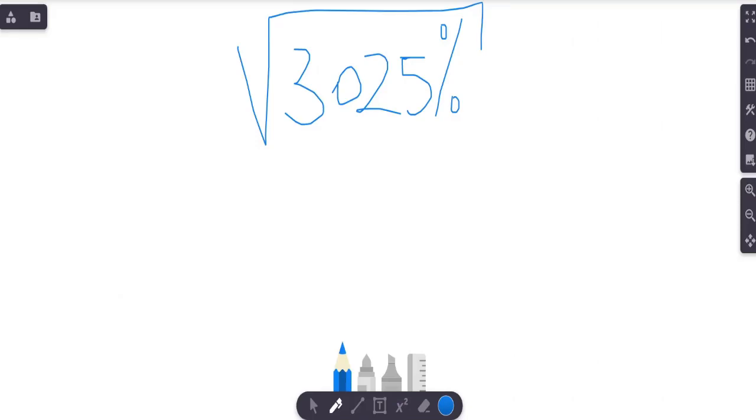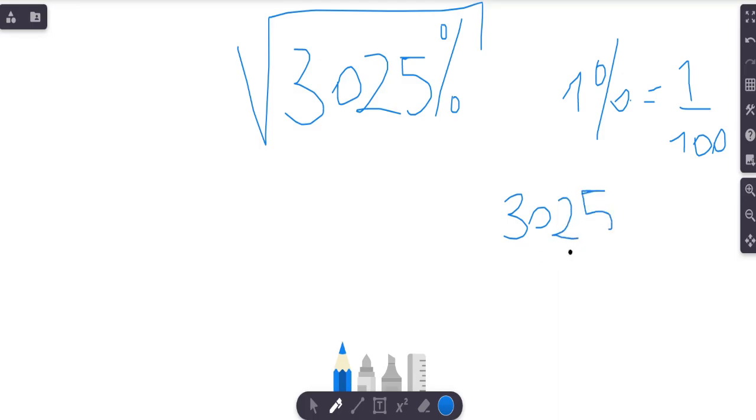So today we're going to calculate the square root of 3025%. Okay, so first we need to remember that 1% equals 1 divided by 100. So here, 3025% equals, we can rewrite, 3025 divided by 100.